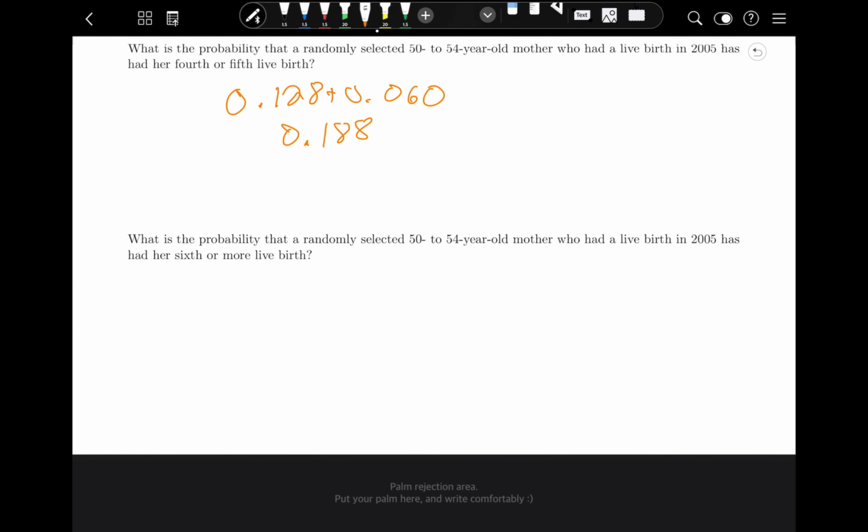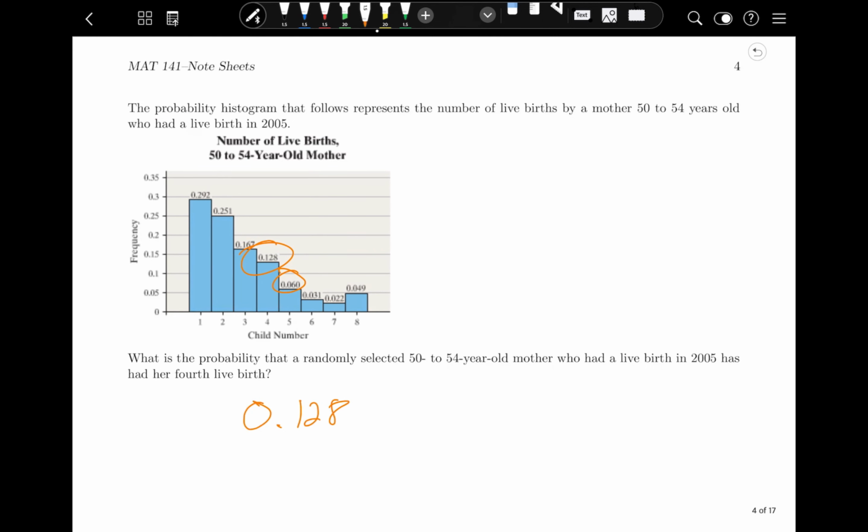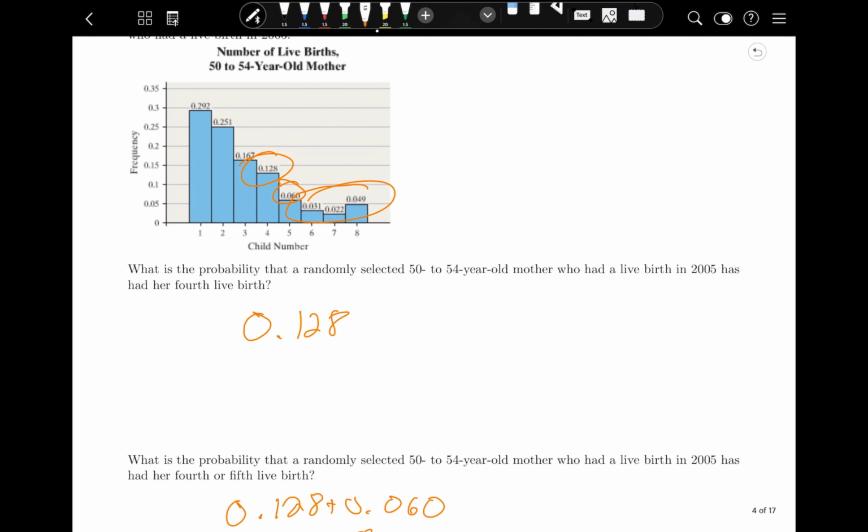And the last question here, what is the probability that a randomly selected 50 to 54-year-old mother who had a live birth in 2005 has had her 6th or more live birth? So we just add these three together. So 0.031 plus 0.022 plus 0.049 is 0.102.